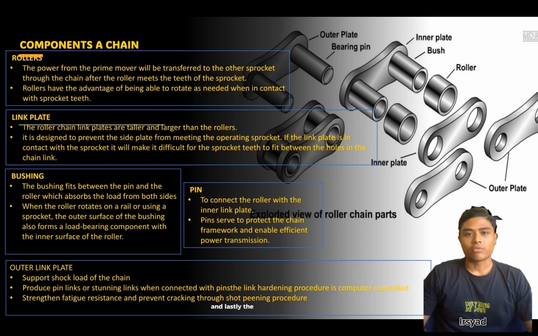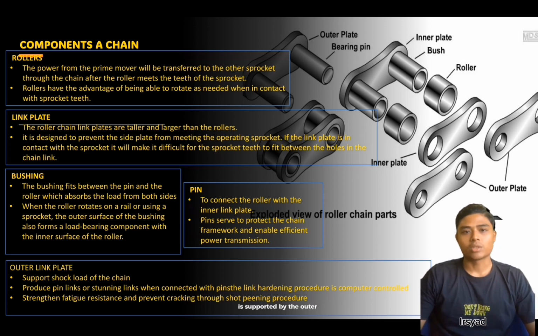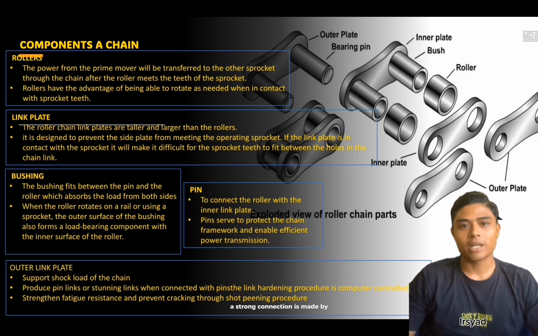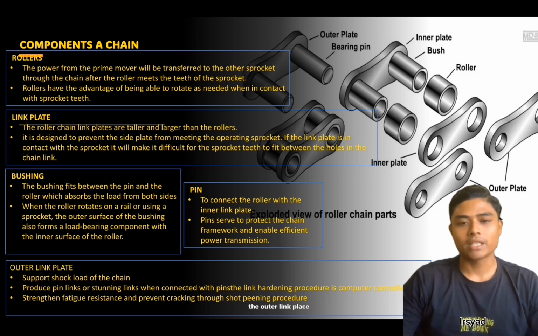And lastly, the final component is the outer link plate. Most of the chain's shock load is supported by the outer link plate. They produce what is called a pin link or connecting link when they are connected with a pin. A strong connection is made by pressing the outer link plates together.